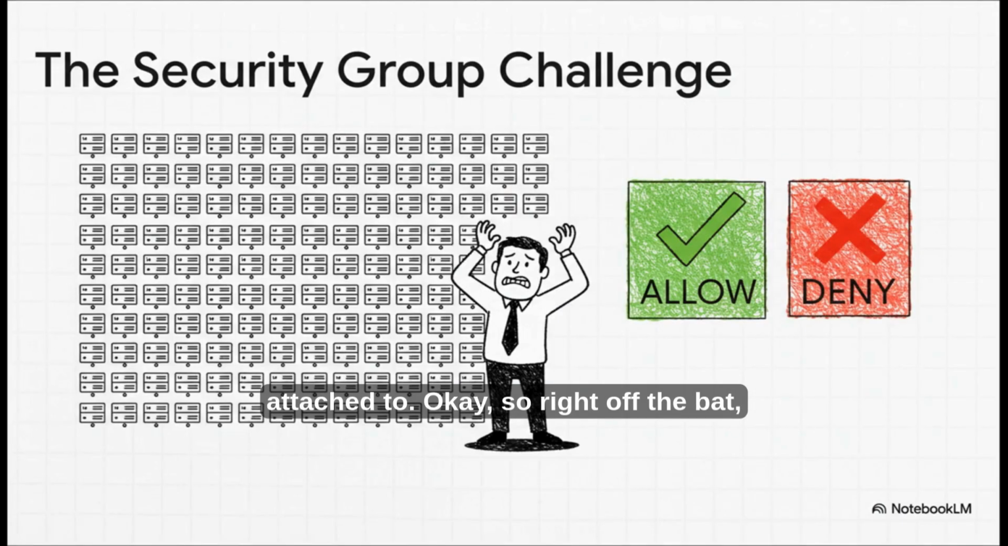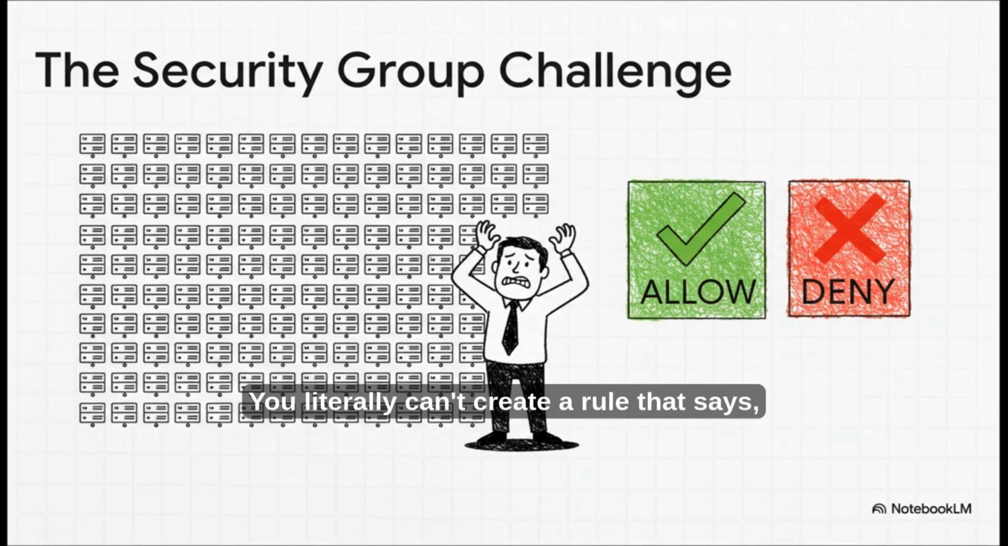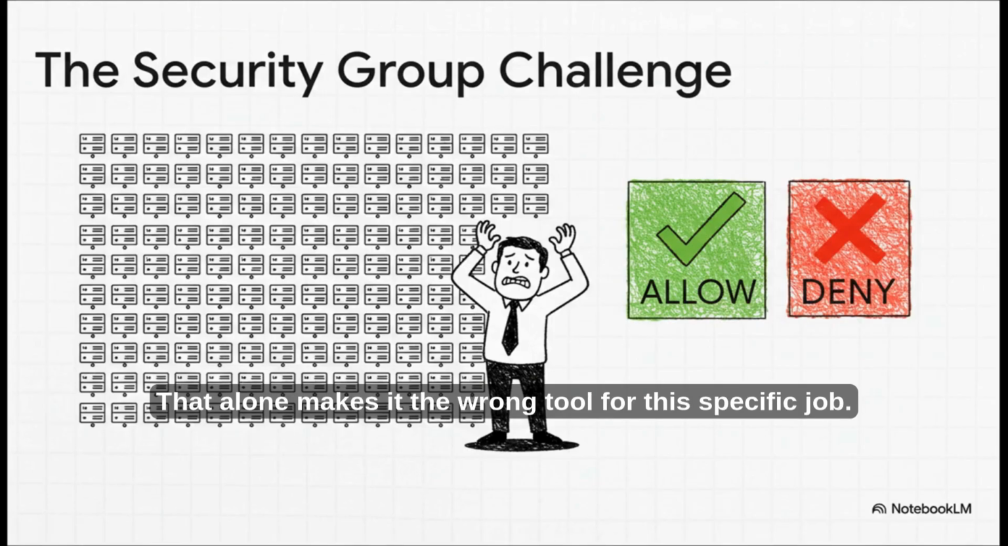Okay, so right off the bat, we hit a couple of huge problems with this plan. First, can you imagine trying to update 500 different security groups one by one? It would be incredibly slow, and you're just asking for mistakes. But the real killer here, the absolute deal breaker, is that security groups are built on an allow-only model. You literally can't create a rule that says deny this specific IP. You can only say what's allowed in. That alone makes it the wrong tool for this specific job.